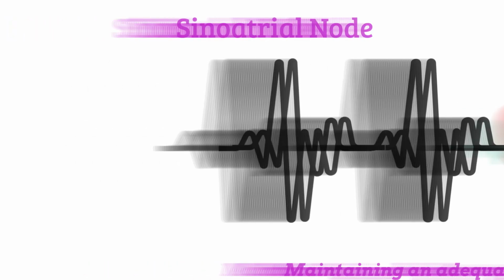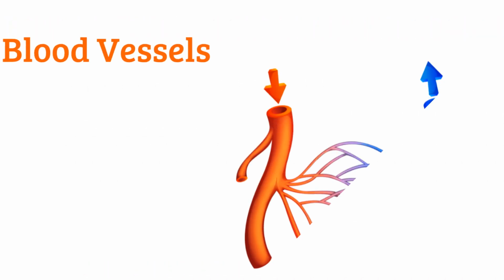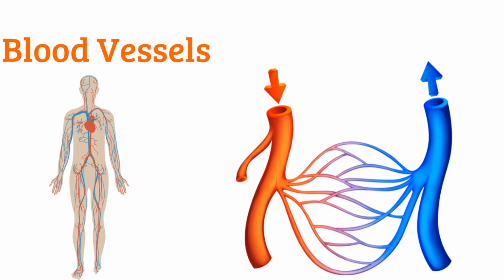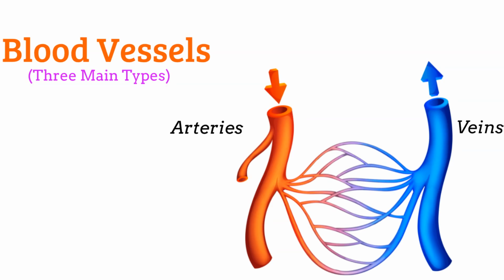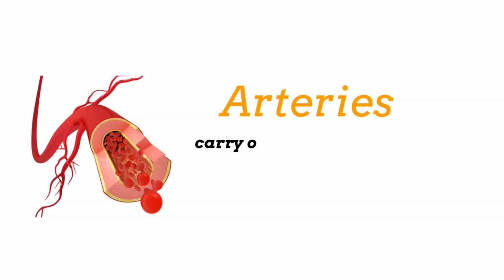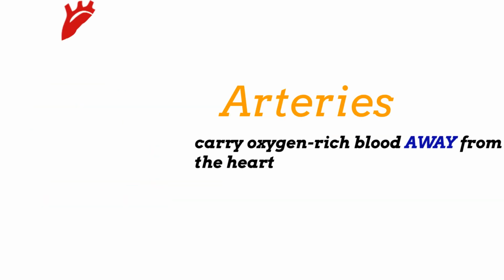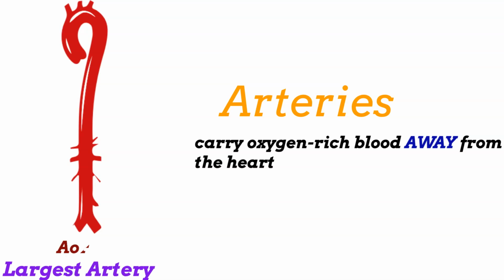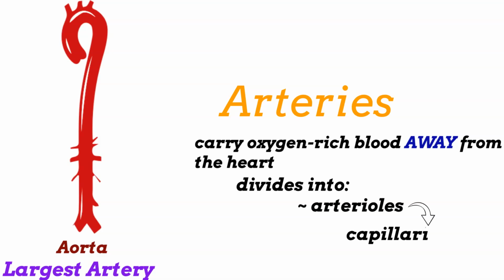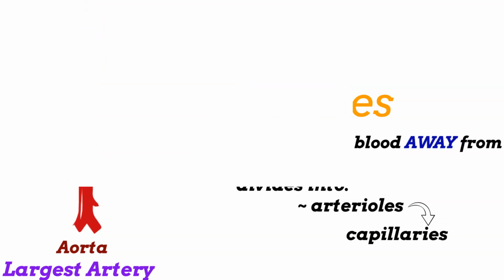Next component, blood vessels. Blood vessels are the extensive network of tubes that transport blood throughout the body. They are categorized into three main types: arteries, veins, and capillaries. Arteries. These blood vessels carry oxygen-rich blood away from the heart to various parts of the body. The largest artery, the aorta, branches out into smaller arteries, which further divide into arterioles and eventually capillaries. Arteries have thick, elastic walls that can withstand the high pressure exerted by the heart's pumping action.